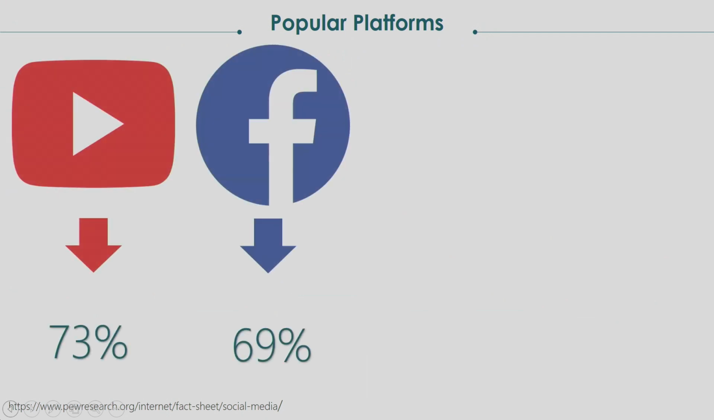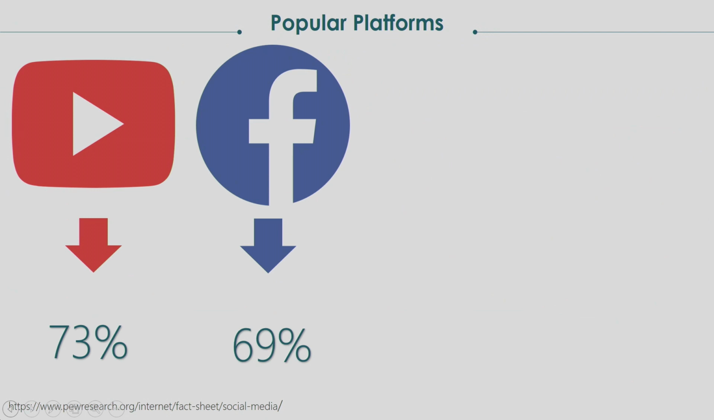And then another way I wanted to break down social media use is to look at the popular platforms, because this can be really important for targeting where you want to recruit. So the two most popular platforms are YouTube and Facebook, with 73% of people using YouTube and 69% of adults using Facebook.